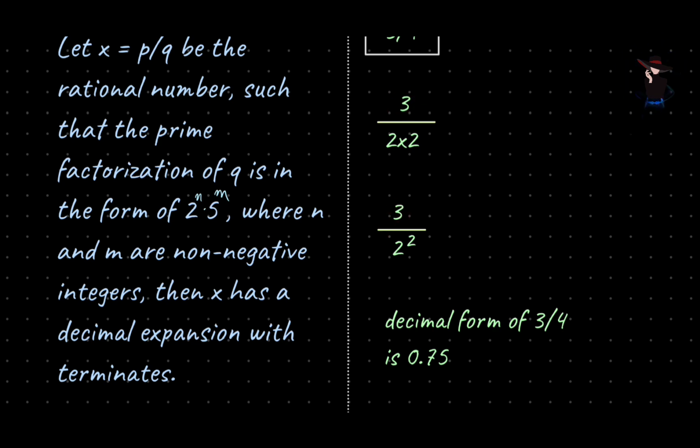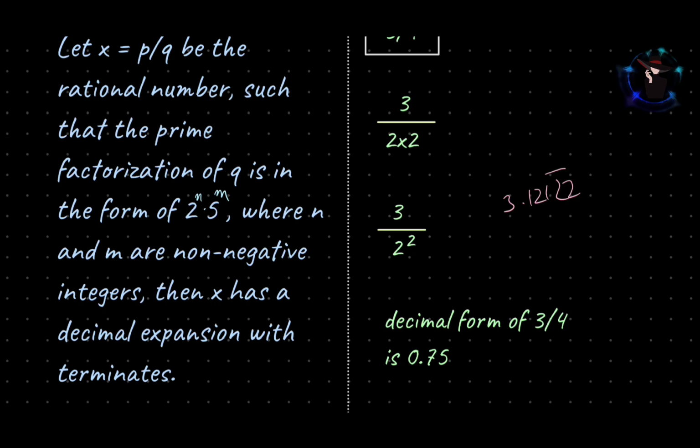It should not be continuous. Let me show you that: 3.1212, something like that, 12 bar. This is a non-terminating form, just a random example that I gave. Whereas 3 by 4 is terminating, as it doesn't go on with a bar. So the decimal form of 3 by 4 is 0.75. As it terminates at 75, it doesn't go on.